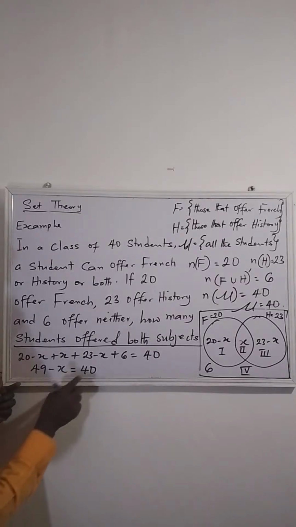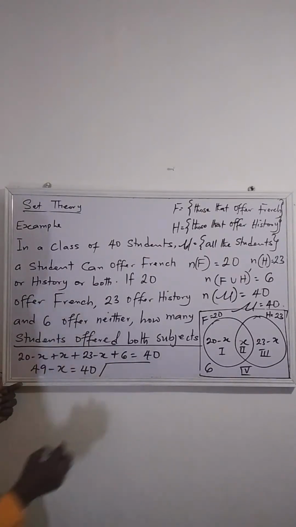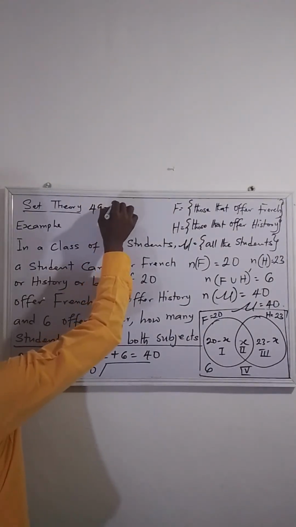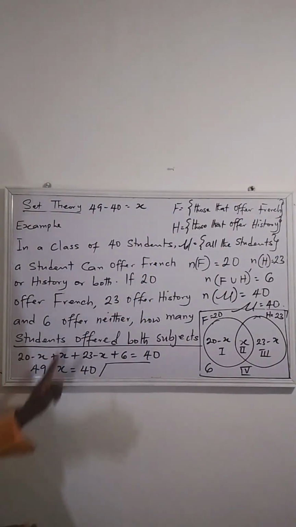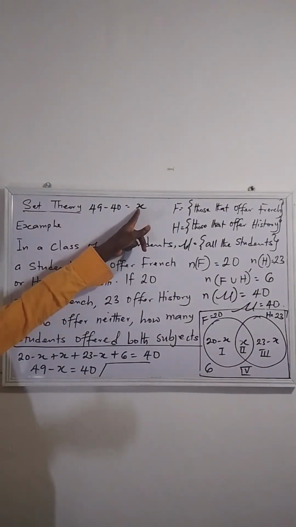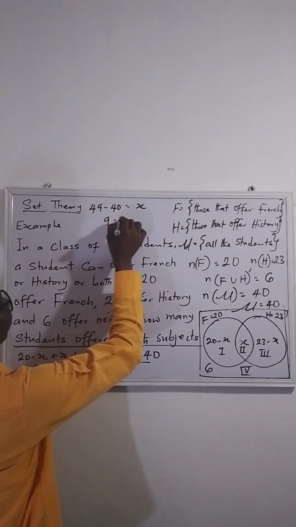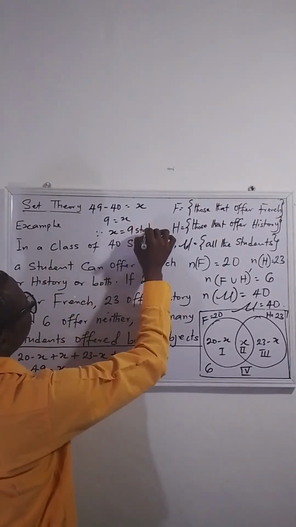Okay, so now let's bring 40 here and bring minus x to this side. So we have 49 minus 40 equals x. Once this one comes here, the sign changes to negative, and this negative changes to positive. So now 49 minus 40, that is 9, equals x. That means x equals 9 students.